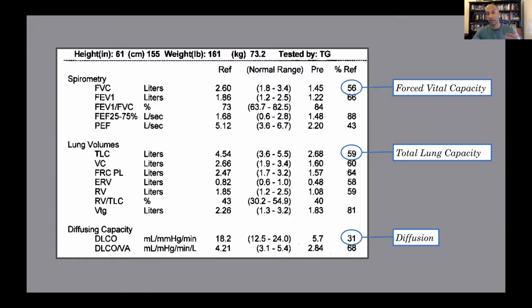And then finally at the bottom part, her diffusion, her measure of the ability to take up oxygen and blow out carbon dioxide, is very low. That's 31%, normal being about 60 or 70%. So basically this pulmonary function test suggests that this lady's lung volumes are small and they're not able to take up oxygen and blow out carbon dioxide very well. Next, please.